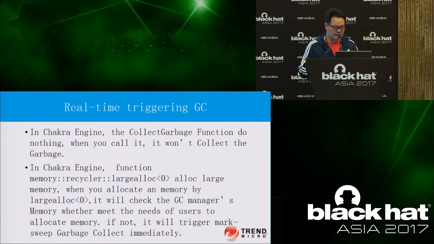But in the Chakra engine, there is a large allocate function. When you allocate large memory this way, it will check whether the memory meets the need of the user's allocation. If not, it will trigger the mark and sweep garbage collector immediately.